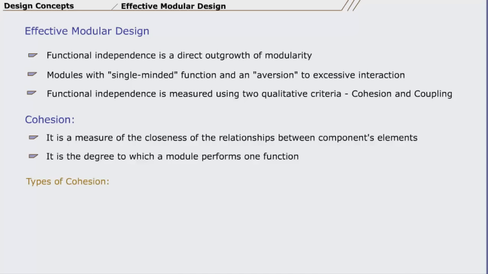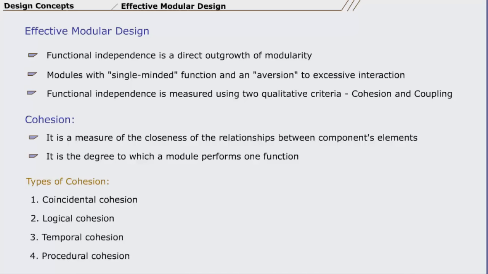There can be 7 types of cohesion. Number 1. Coincidental cohesion. Number 2. Logical cohesion. Number 3. Temporal cohesion. Number 4. Procedural cohesion. Number 5. Communicational cohesion. Number 6. Informational cohesion. And number 7. Functional cohesion.